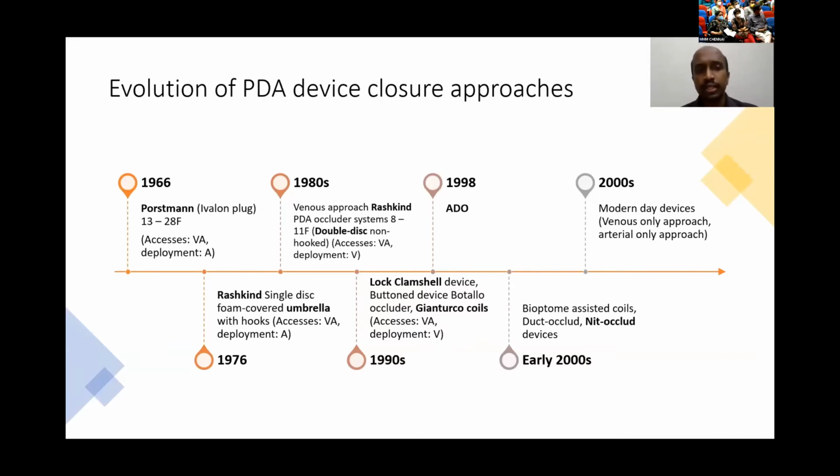And in the 1980s, we started moving towards the venous axis for deployment. And the same happened in the 1990s as well. And then in 1998, when the ADO occluder came, the venous axis was more frequently taken. In the modern day, we have devices which use the venous only approach and the arterial only approach, although one has the option to switch to either.